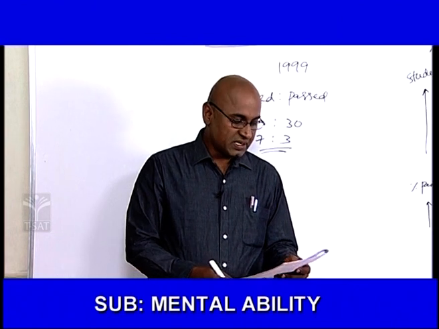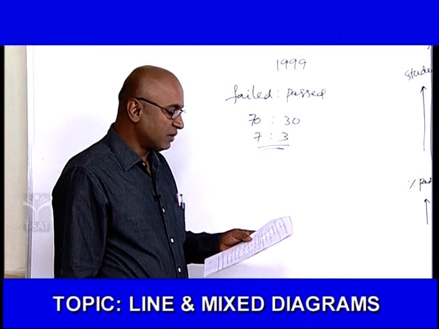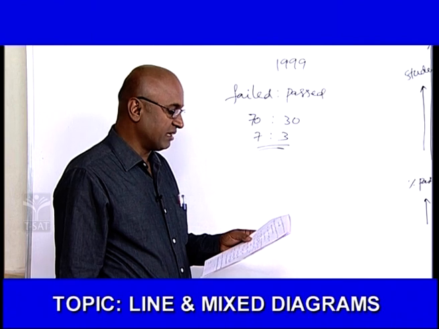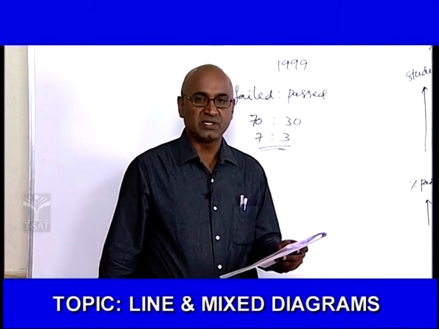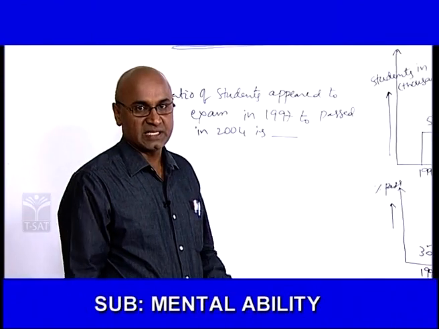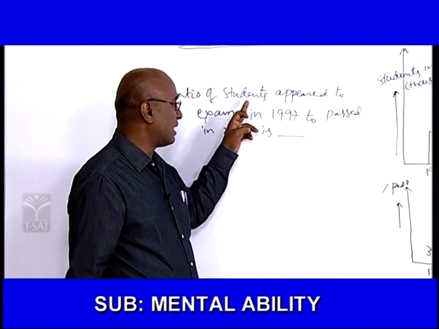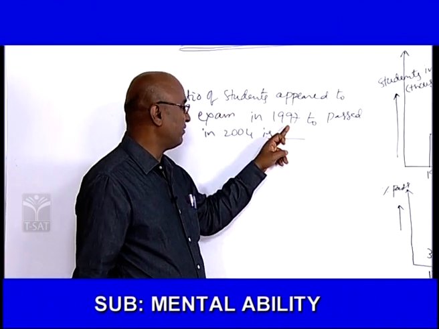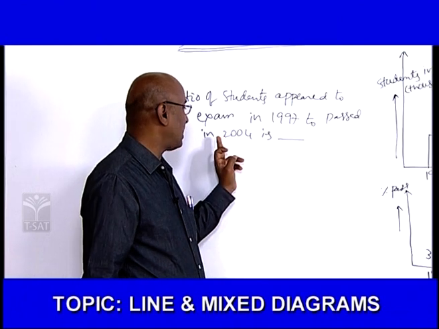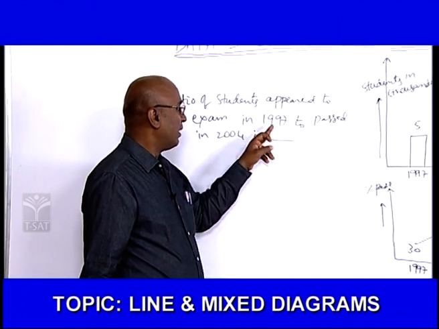And the next question is like this. The ratio of students appeared to exam in 1997 to passed students in 2004 is. Right. The next question is like this. The ratio of students appeared to exam in 1997 to passed in 2004 is.